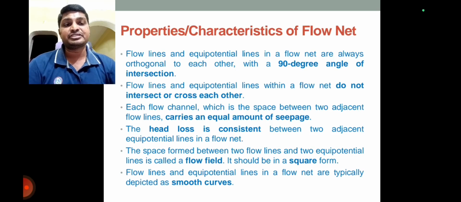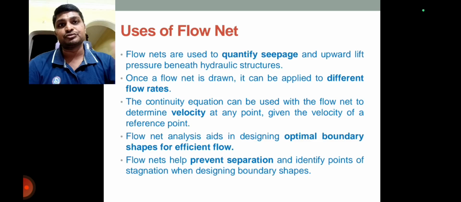That flow field will be formed as a square. The flow lines and equipotential lines in a flow net are typically depicted as smooth curves.